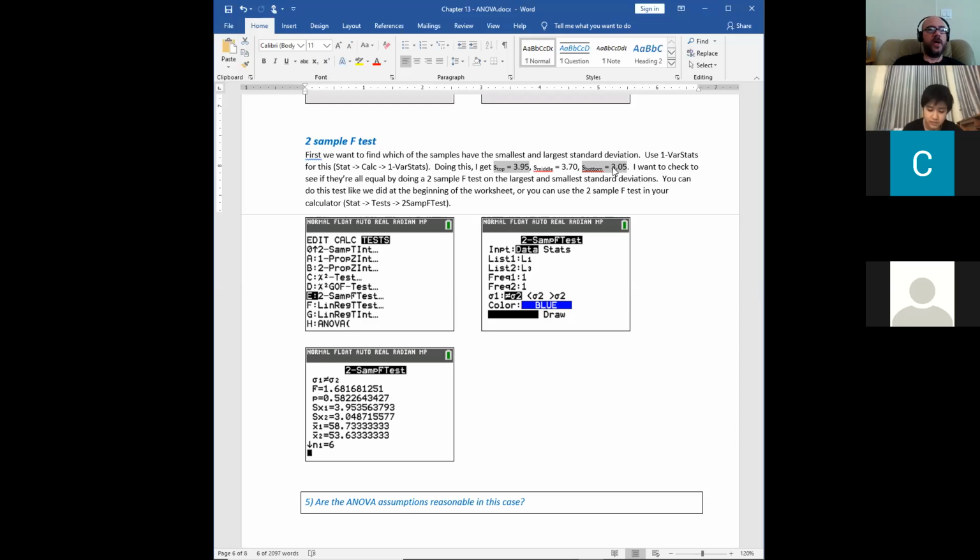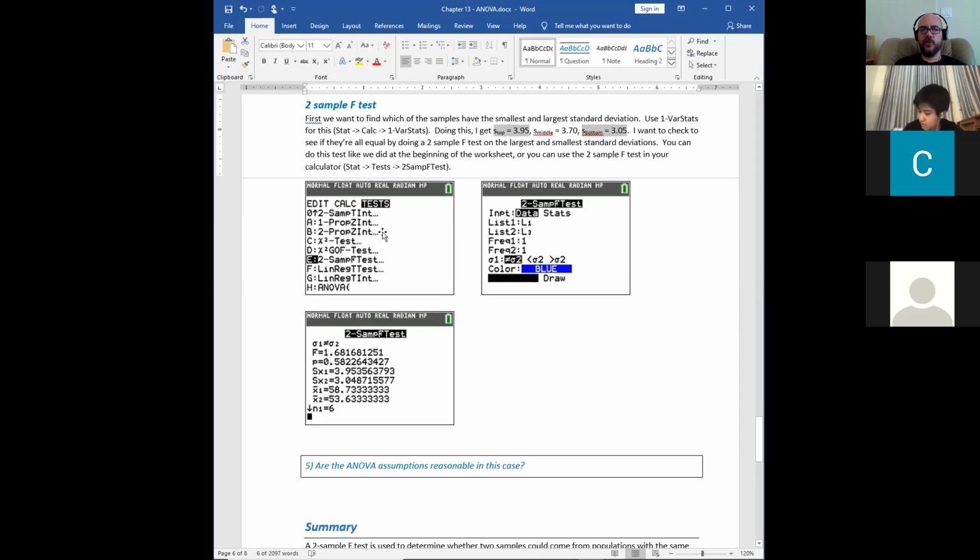Your calculator will also do that. It actually has a two sample F-test in it. So I might as well use that and use this as an excuse to show you how to do these, right? So if you just go to stat tests, there's two sample F-test near the bottom. And if you wanted to, you could do stats when you get to two sample F-test and just use 3.95 and 3.05 and do not equal to, and that would be fine.